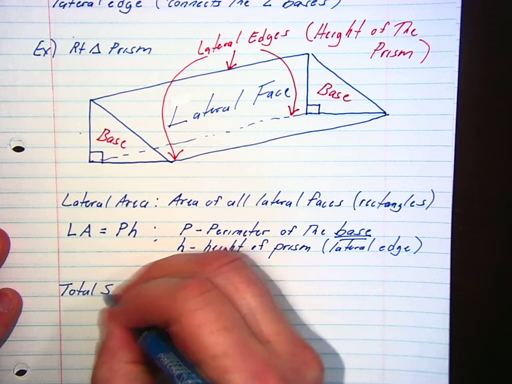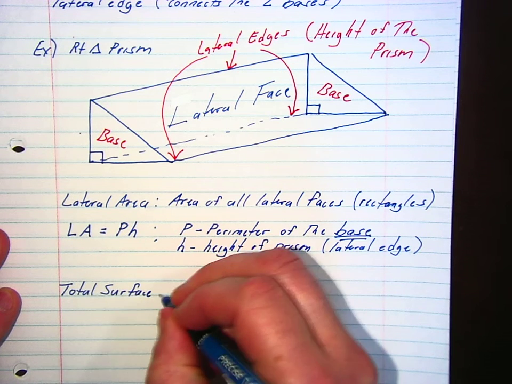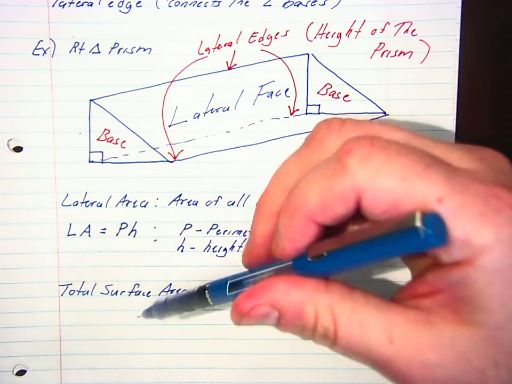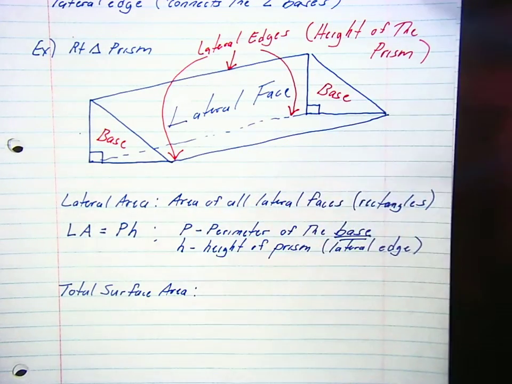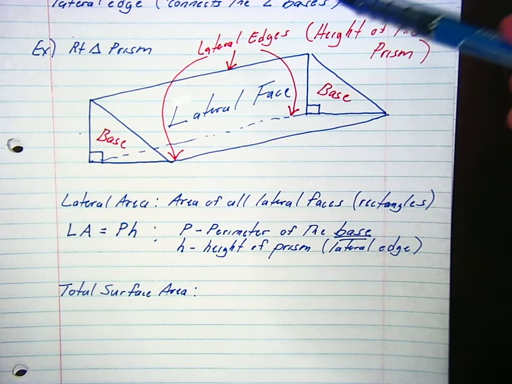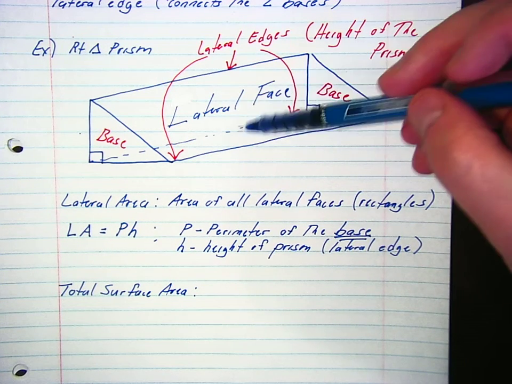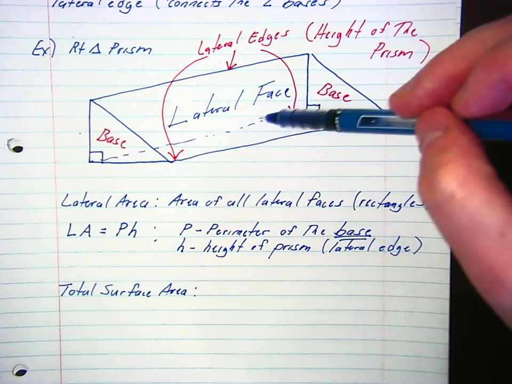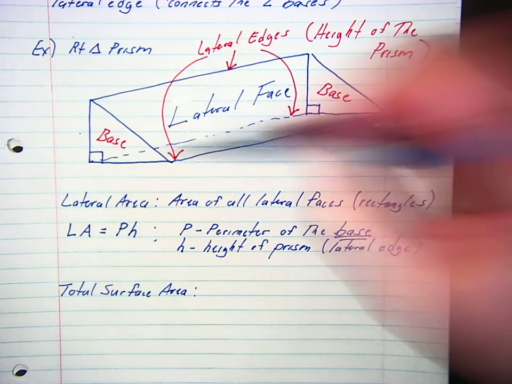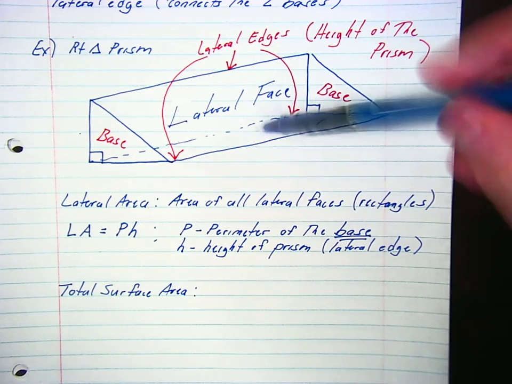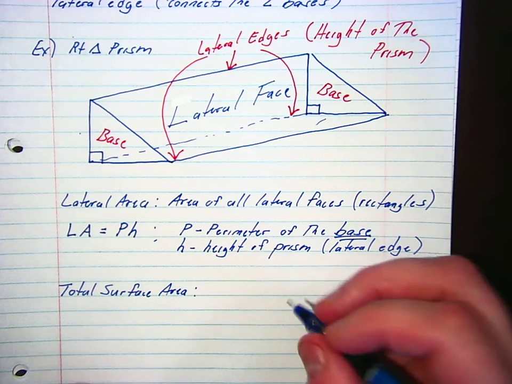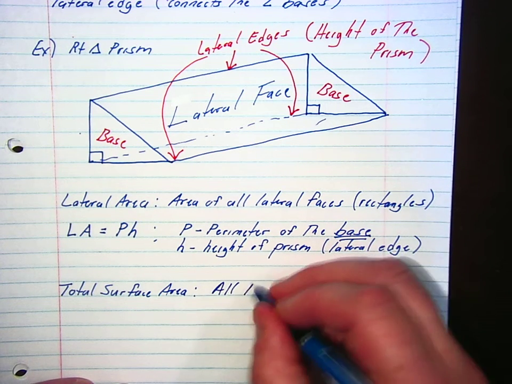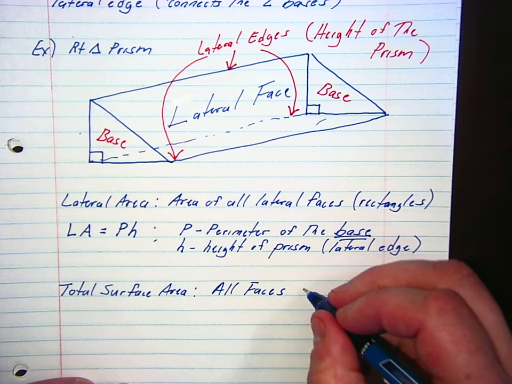Total surface area. Total surface area is exactly what it says. It means the area of every single face on the entire figure, which in this figure would be the three rectangles, which you just did right here, and the two bases, because there's 5 surfaces here. There's the base, this rectangle, the back rectangle, the bottom rectangle. That's what the total surface area is. So total surface area, you're looking at all faces combined.